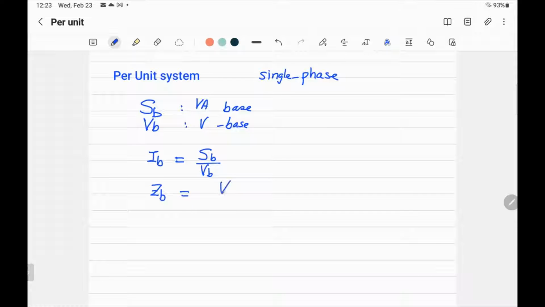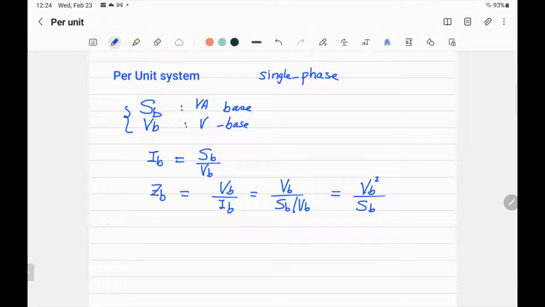You can divide VB by IB, but try to keep any base only referring to S and V. So you want to get rid of I. So we'll say VB over I base, and you know the I base is equal to S base divided by VB. So it will be equal to the base voltage square divided by the base power. So that will be the base for the impedance.